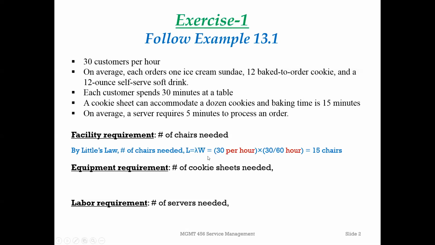In this case, because lambda is 30 customers per hour, in terms of time, W has to be in hours. So 30 minutes converts to 30 divided by 60 hour, which is half an hour. Half times 30 gives 15 chairs. This is how many chairs we need to prepare in order to serve our customers. By applying Little's law, we can estimate the number of chairs we need for a particular shop.